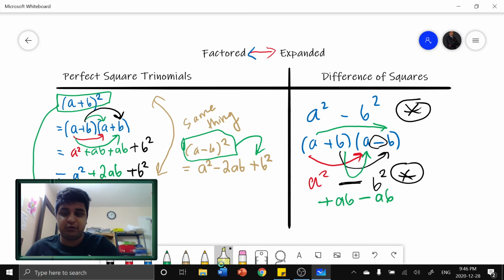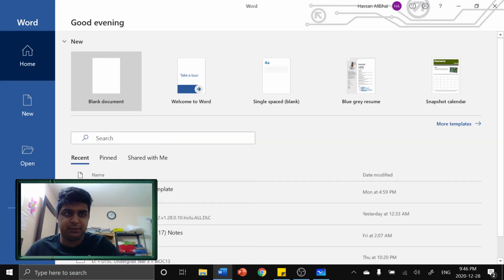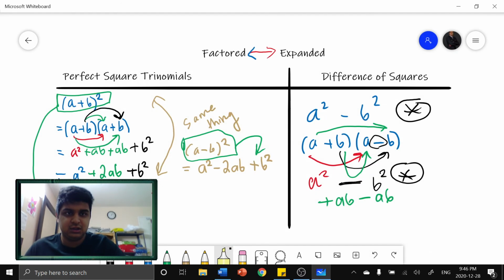So in summary, you're going to need to know all of these formulas. I'm going to highlight them for you right here. We're going to need to know this, that a plus b squared is equal to a squared plus 2ab plus b squared. We're going to need to know that a minus b squared is a squared minus 2ab plus b squared. And we're further going to need to know that a squared minus b squared is what you get when you have a plus b and a minus b.